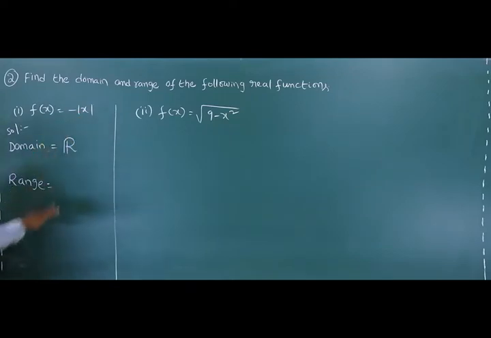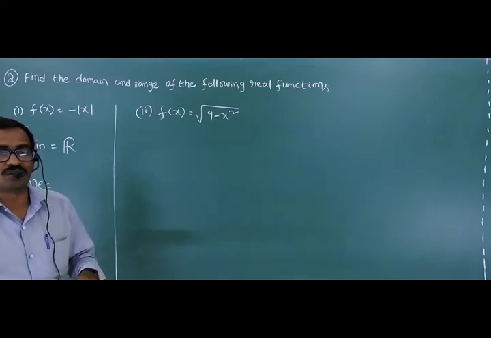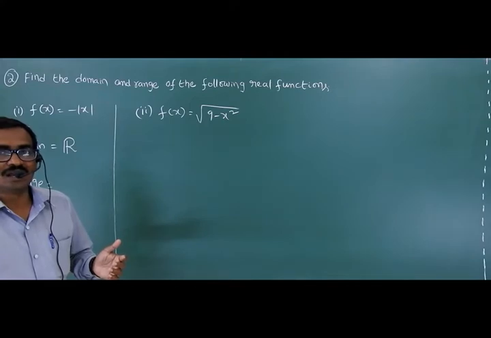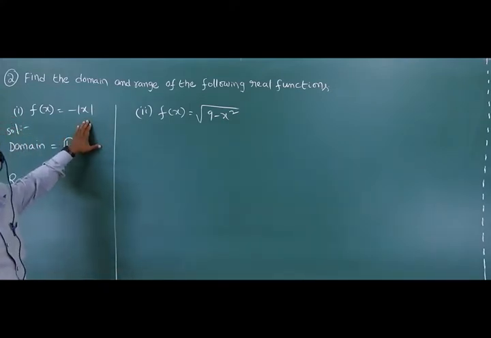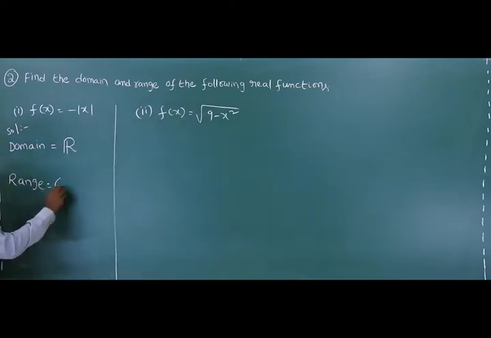But the range of this function is different. Minus modulus of x is there. If it is modulus of x, range is closed 0, open infinity. Already I told you. But here minus modulus of x is there. You write any real number in the function, you will get all negative real numbers only, including 0. All the negative real numbers are coming. That's why its range is open minus infinity, closed interval 0, including 0.